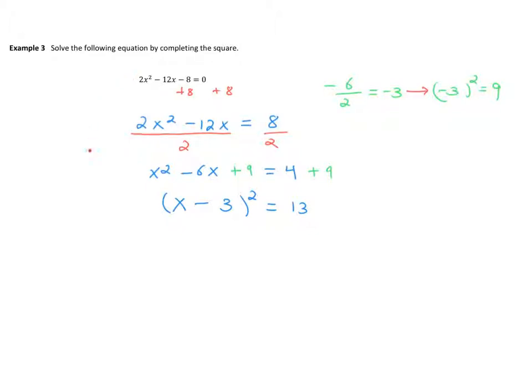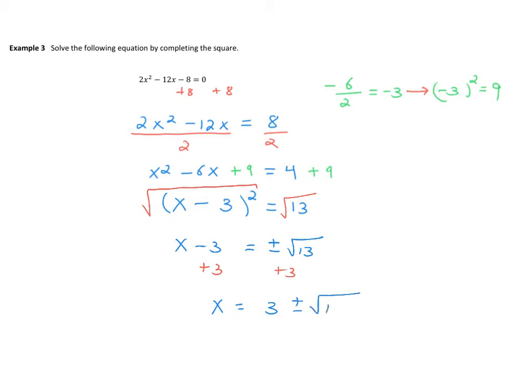This equation is equivalent to this one, but this one is easier to solve because I can use the square root property, and that's exactly what I'm going to do next. I'm going to take the square root of both sides. The left side is x minus 3, provided that I put a plus or minus the square root of 13 on the other side. My last step is to add 3 to both sides, and I have my final answer: x is equal to 3 plus or minus the square root of 13.